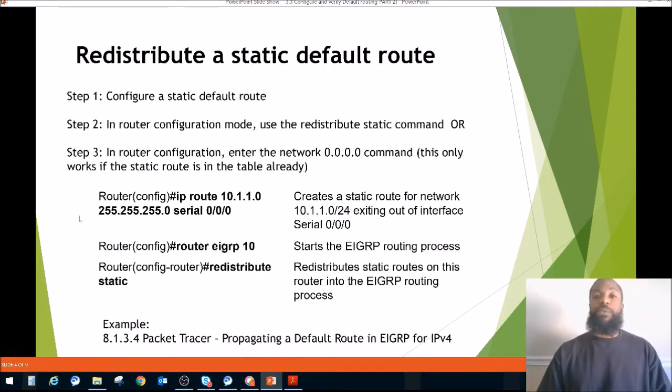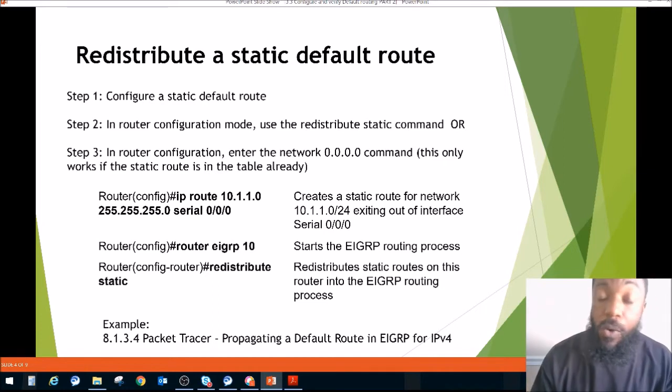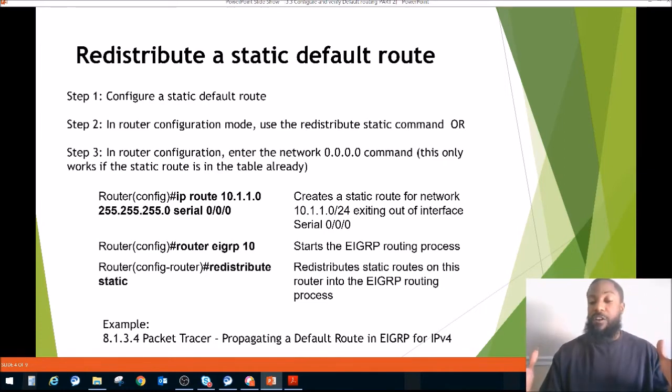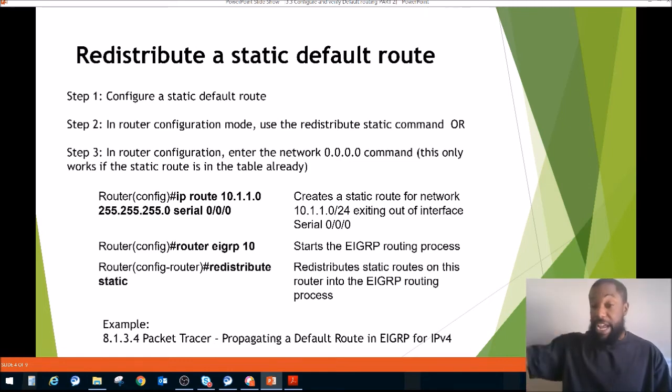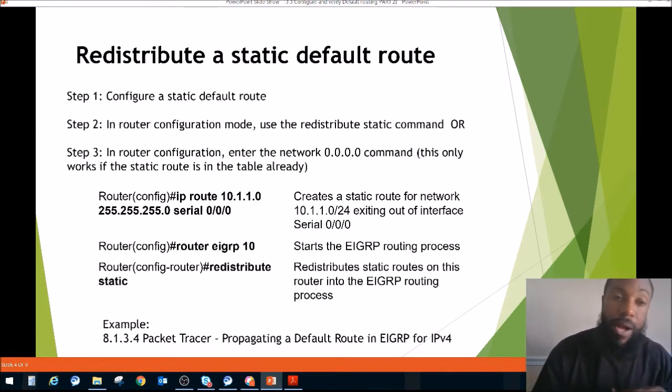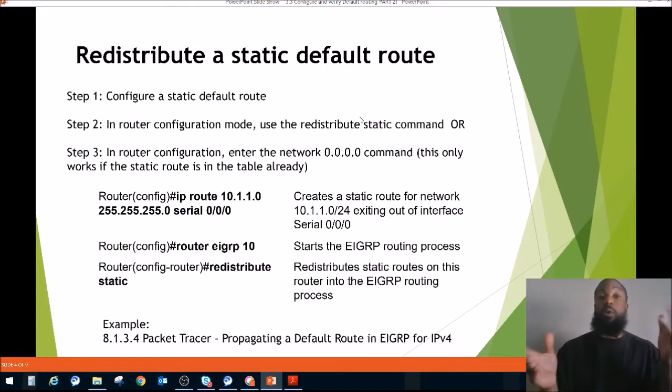All right, so we can redistribute a static route. That's the first thing you can do. Step 1, configure a static default route. We talked about what a default route is: a quad 0 route. The quad 0 subnet is quad 0, and then the forwarding address of how you can get there. So you do that, and then step 2, you go into router configuration mode and use the redistribute static command. That will redistribute the static default route.